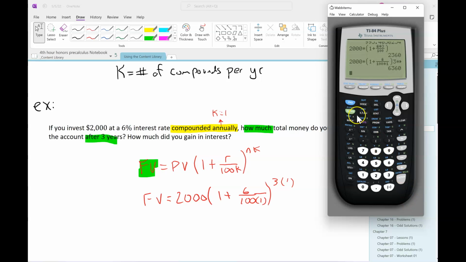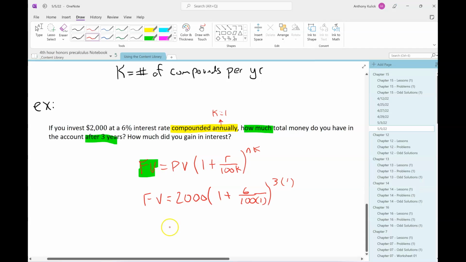Oops. What did I do? Anybody see? You didn't do it to the power. Yeah, I didn't put it in the exponent. Okay, so this time we got $2,382.03.